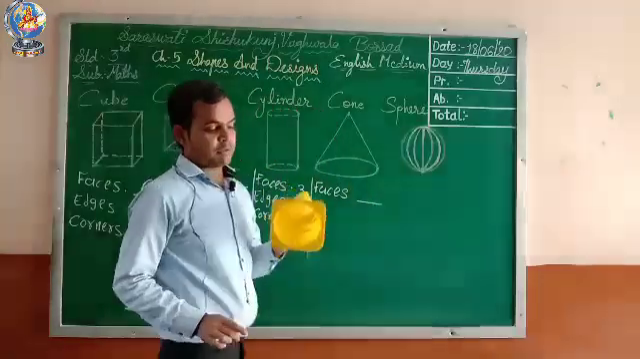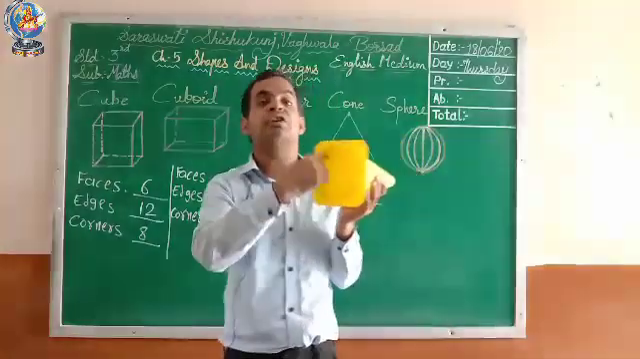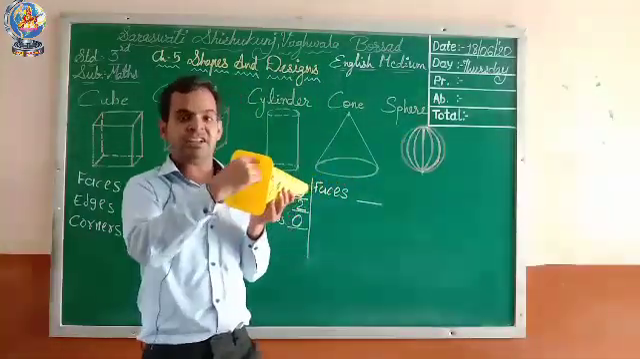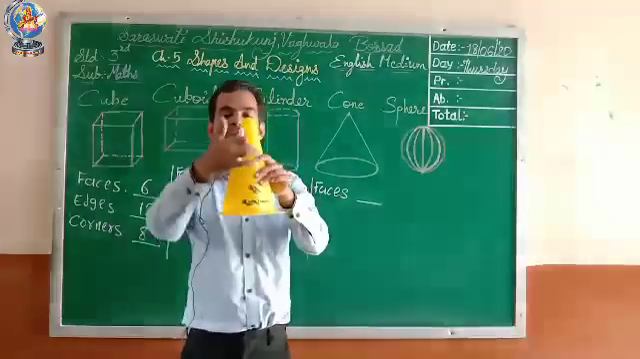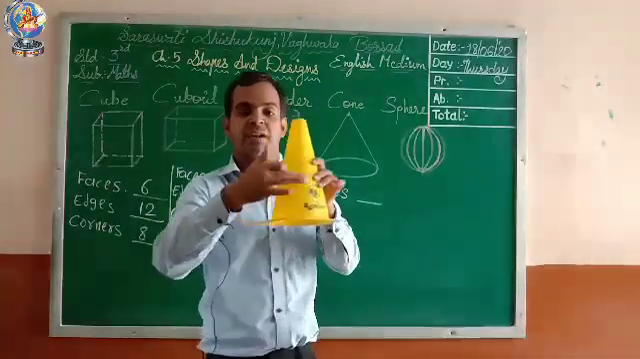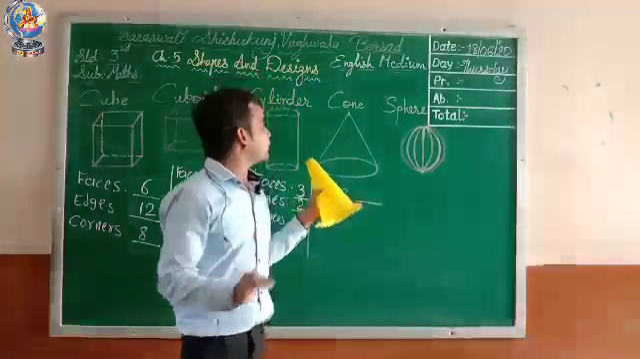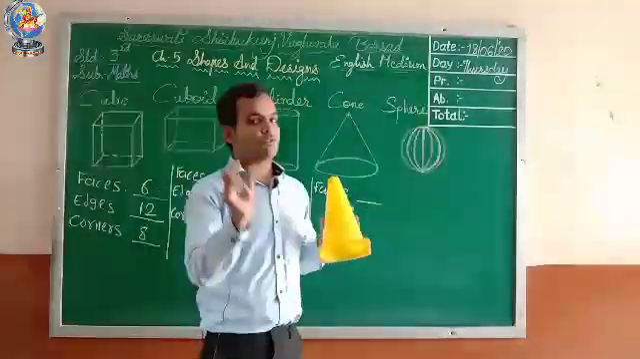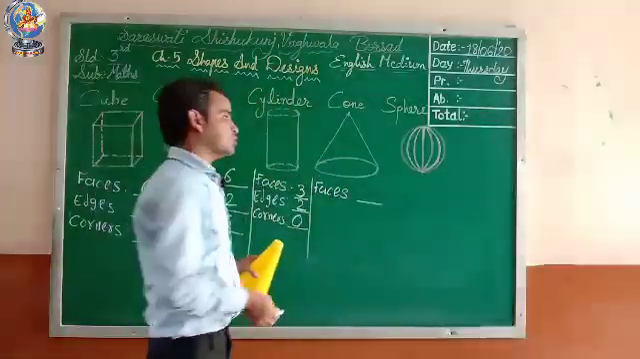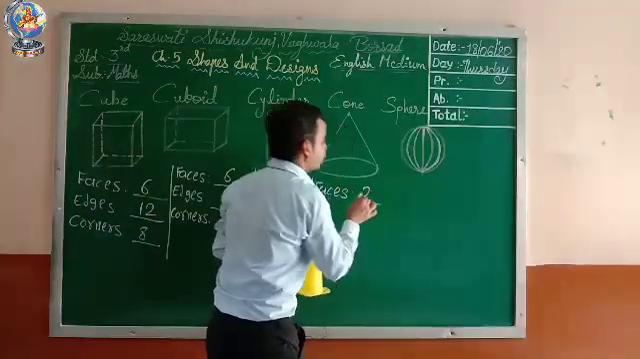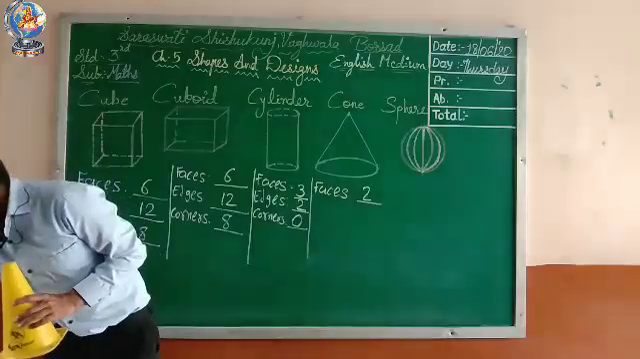Here you can see that one is a circular face, and the second one is a curved face. So in total the cone has 2 faces: one circular face and one curved face. So the cone has two faces. Understood about that?